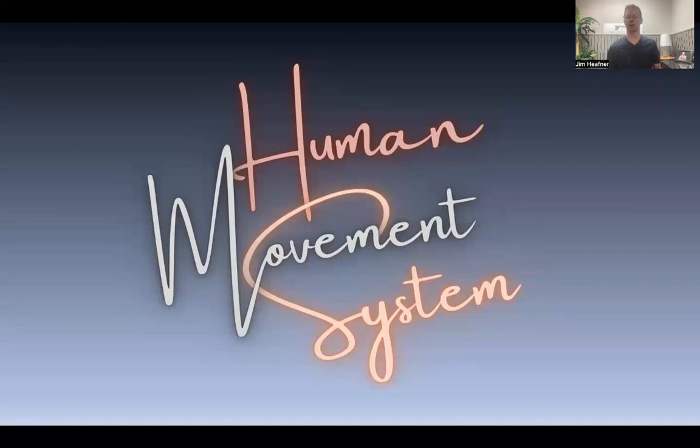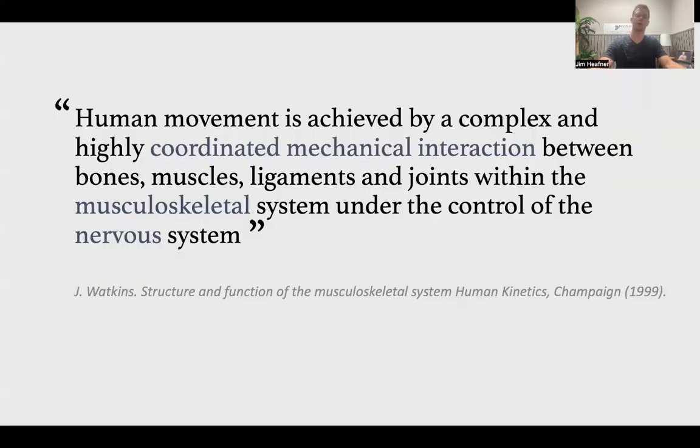And in this video, I'm going to talk about our human movement system. We'll get into how movement relates to pain, what are some of the most fundamental movement principles that you should understand, and how our body is designed to best move or most efficiently move in certain ways. So, human movement is achieved by a complex and highly coordinated mechanical interaction between bones, muscles, ligaments, and joints within the musculoskeletal system under the control of the nervous system.